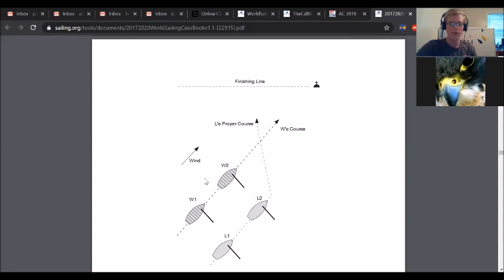Right now, they're both going directly downwind. So this windward boat looks like he's just aiming right for the pin. The leeward boat decides to head up and head for the finish line. The question was, is that legal? The windward boat did not think it was. They thought that the leeward boat would be bound by their proper course, which should be somewhere over here.